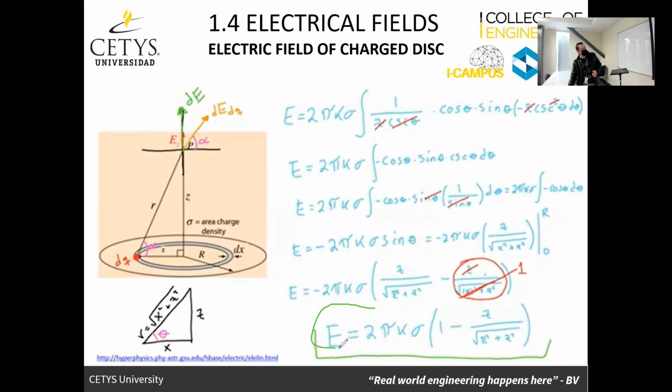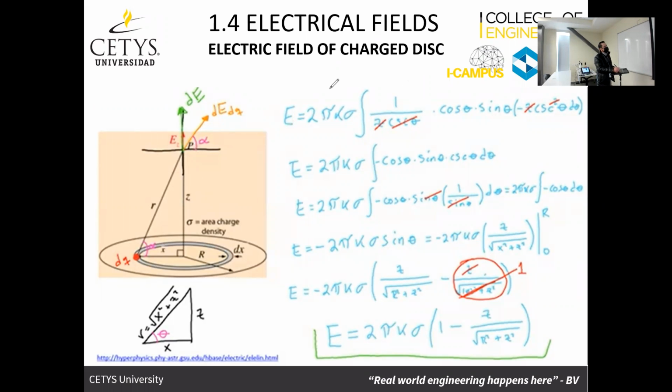This expression here is the one that defines the electrical field for a charged disk. It's 2 pi k, and the other factor is sigma. It's this symbol right here. Remember that, because that can be a question, that should be a question in the exam.